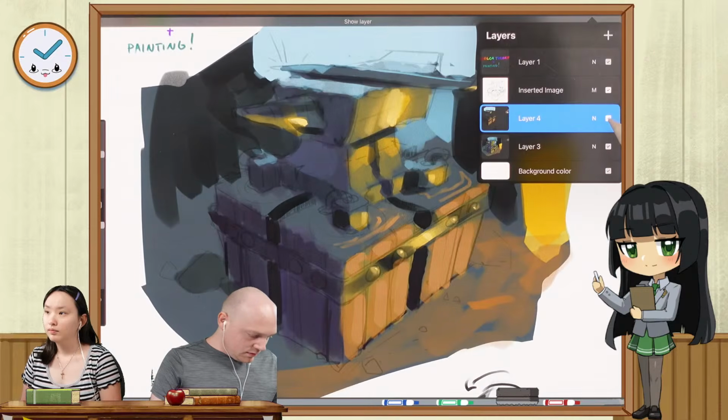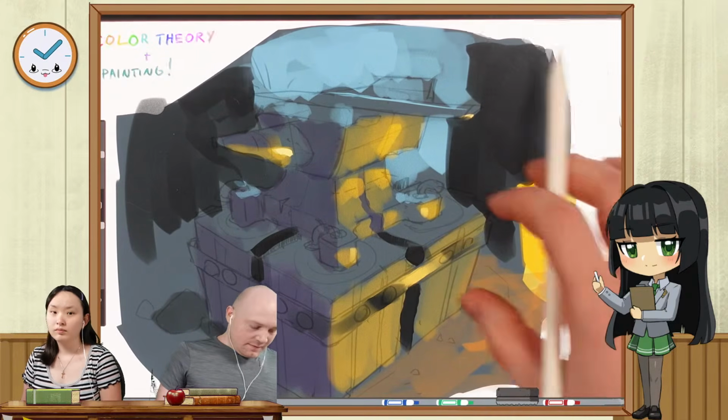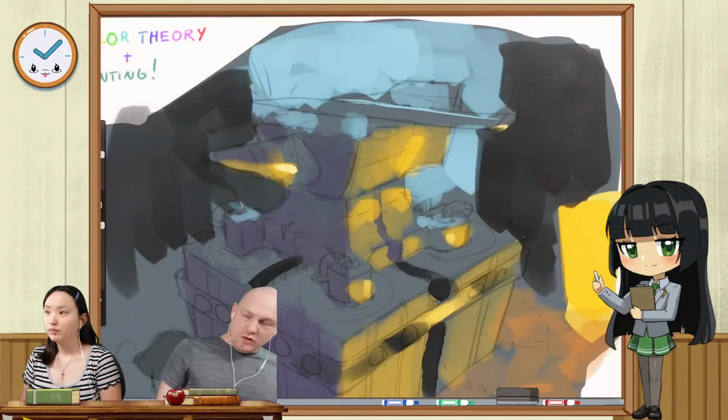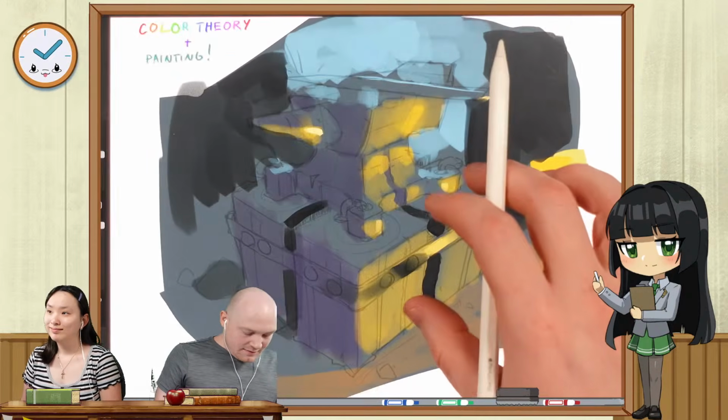Let me turn that on, turn that off. And I'm really just blocking in where my light is. I've got a warm light on my right in the front, and I've got a cool light, like a doorway or something, in the background. Maybe it's raining outside, Christina said.